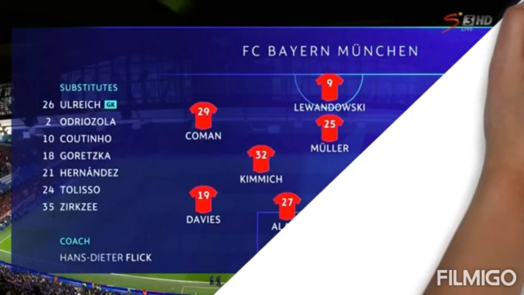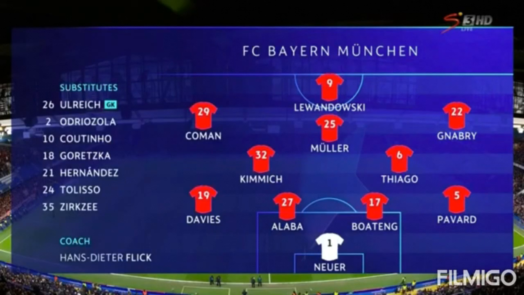Flick used a 4-2-3-1 with Neuer in goal, Pavard and Alphonso Davies the fullbacks, Alaba and Boateng the centre-backs with a midfield double pivot of Thiago and Kimmich with Müller in the attacking midfield position, Gnabry on the left flank, Coman on the right and Lewandowski up front.